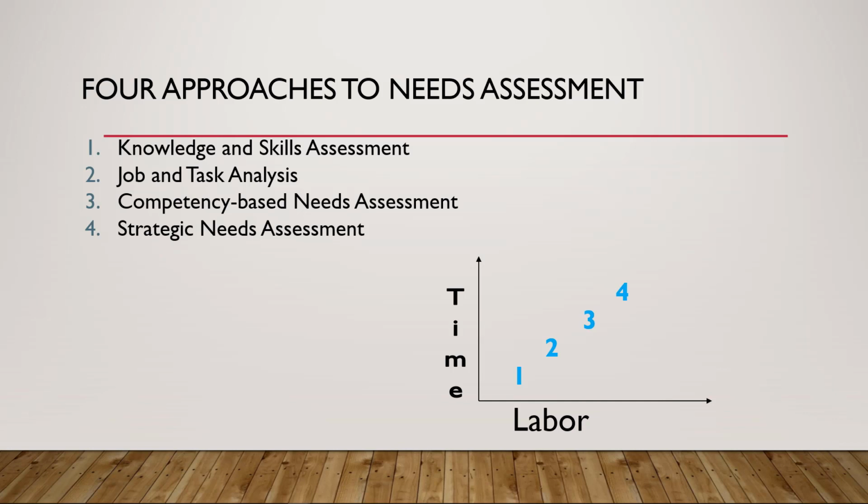And the reason why we look at these 4 technically is twofold. The first one, on the screen as you can see, is that we have to think about the time and the labor. So when we are conducting the knowledge and skills assessment, there is very little time and very little labor. When we get into the second one, the time increases, as does the labor to get that analysis. When we get all the way to the fourth approach, which is the strategic needs assessment, it is going to take us longer, plus it is going to take more effort. There's more labor involved. So on the subsequent slides, we'll talk a little bit about why that is.